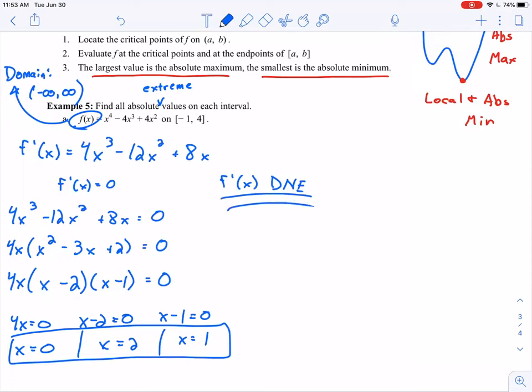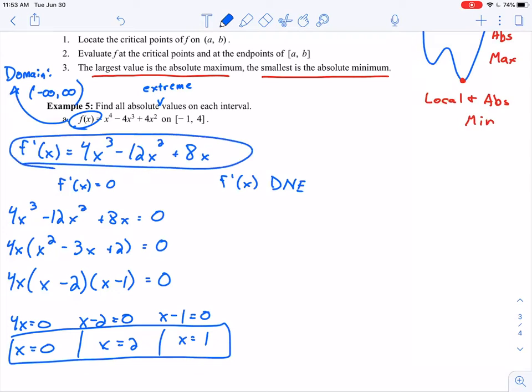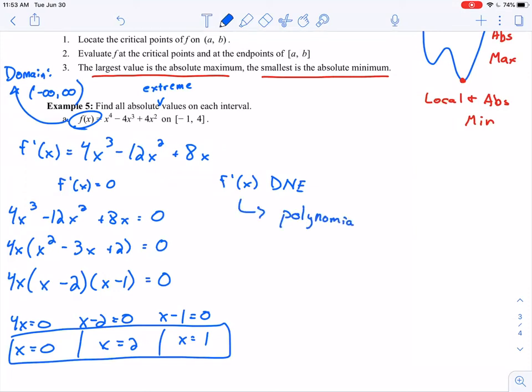But I also need to consider places where the derivative does not exist here. And for that, I will look at the derivative that I found. So 4x cubed minus 12x squared plus 8x. Again, f prime of x is a polynomial, which means that it exists everywhere.